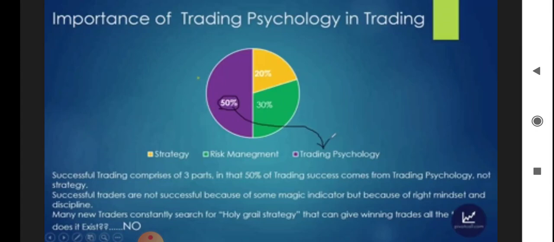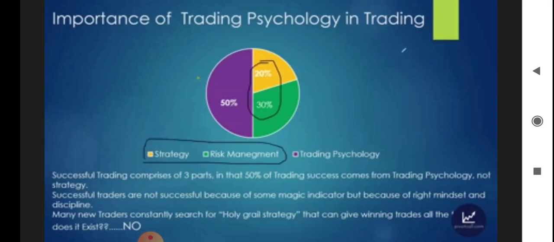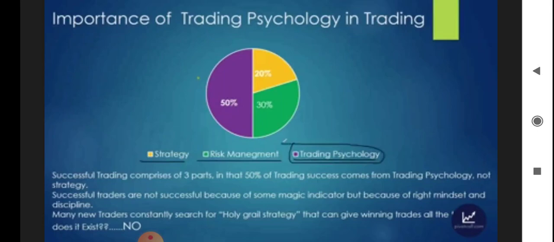Trading psychology is something very important, even compared to strategy and risk management. 50% of your success depends on how good you are in trading psychology, and the remaining 50% on strategy and risk management. Why trading psychology? Because strategy you can learn, risk management you can learn, but trading psychology is not something that somebody can teach you. It all depends on you, your willpower, your mind. It all depends on how well you can control your mind, control your emotion.